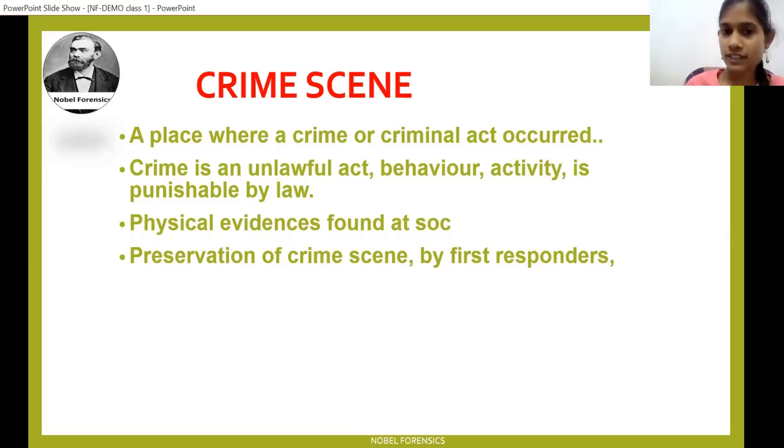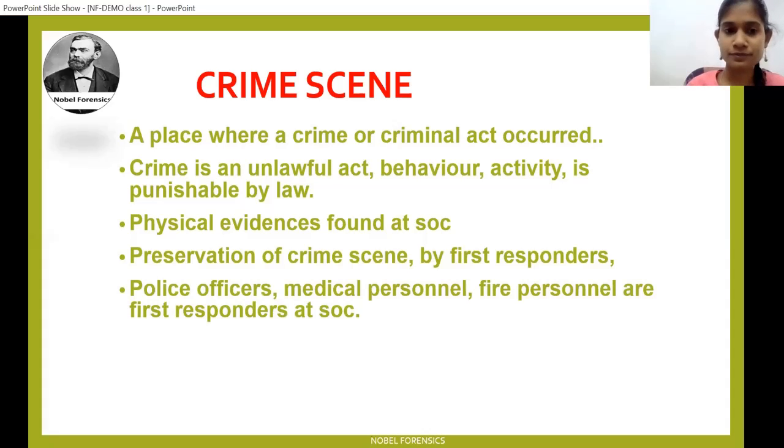And for preservation of the crime scene, I just added the basic points. Preservation of the crime scene is done by the first responders. Who are the first responders? Medical persons, fire persons, or police persons. Those three are the first responders of a crime scene, and their first duty is preserving the crime scene. But before preserving the crime scene, if there is any victim or person at the scene who needs medical assistance, then provide the medical assistance first, then preserve the crime scene.